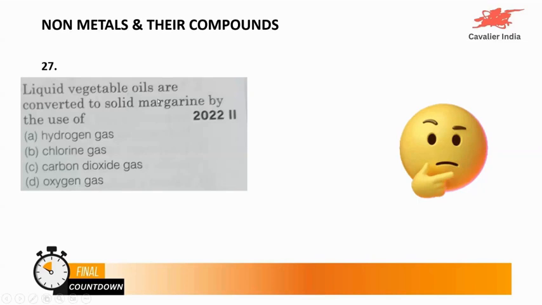Next, liquid vegetable oils are converted to solid margarine by the use of what? How are vegetable oils converted to solid margarine? By use of hydrogen gas, chlorine, carbon dioxide, oxygen. Which is the answer? Which is the right option?